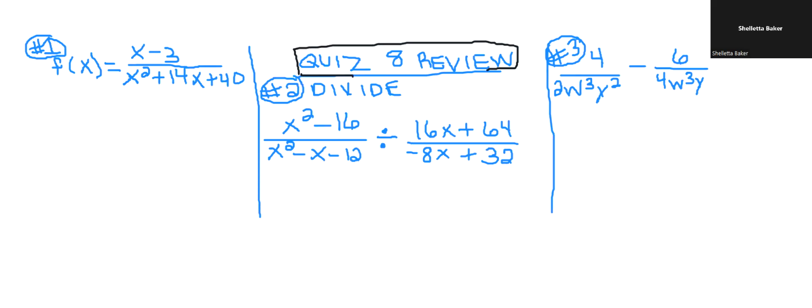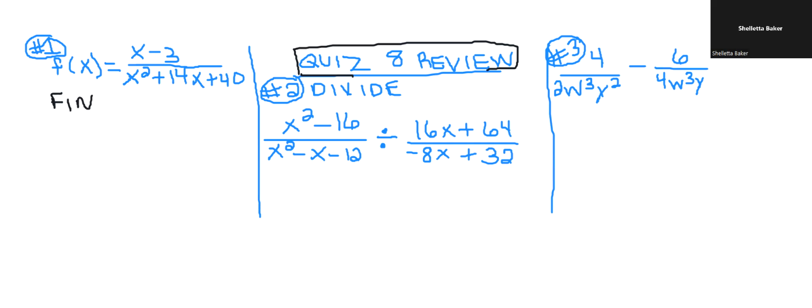Hello, everyone. This is the Quiz 8 review. We have three problems here, starting with number 1. We're given this function, f of x equals x minus 3 over x squared plus 14x plus 40, and we want to find the numbers that are not in the domain.